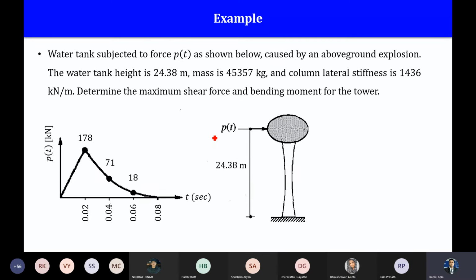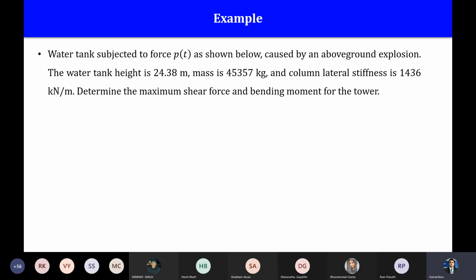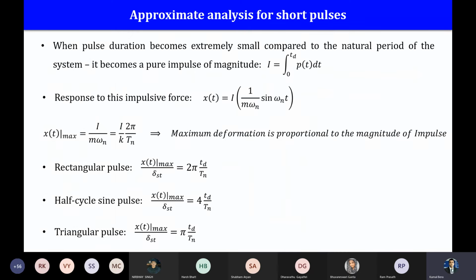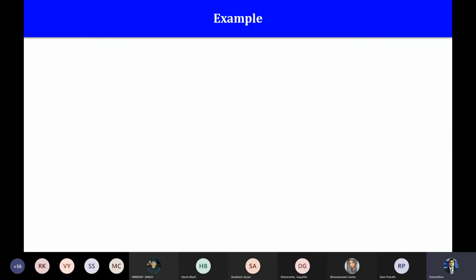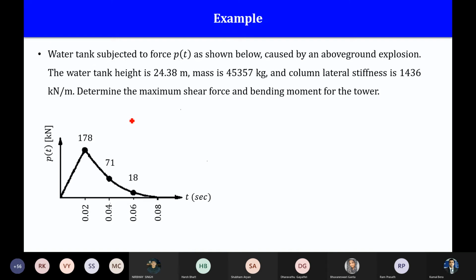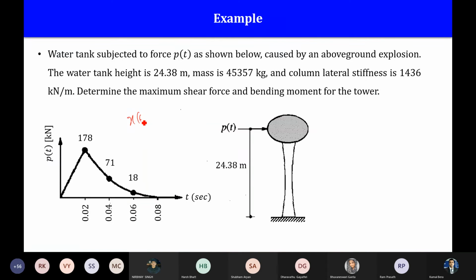XT max is further simplified. Let me go back a little to see the formula. So XT max is I by m omega n. Once you get XT max, you have to find the equivalent static force. Equivalent, EQ means not equation, equivalent static force. That will be equal to XT max into K.